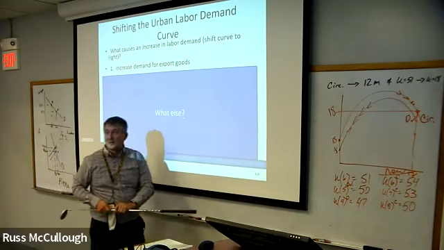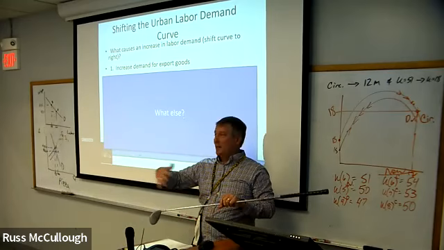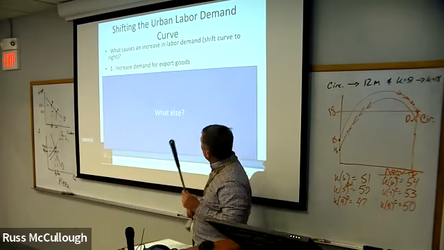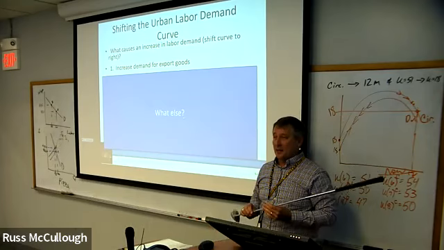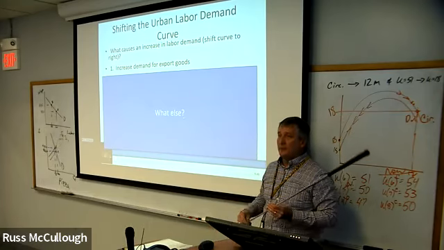New technology. If all of a sudden there's a new pizza machine and I used to have 4 people and now I only need 3, that could change things. What else? Higher property costs. Okay, so one of the costs of doing business, because this is the business now. All right.